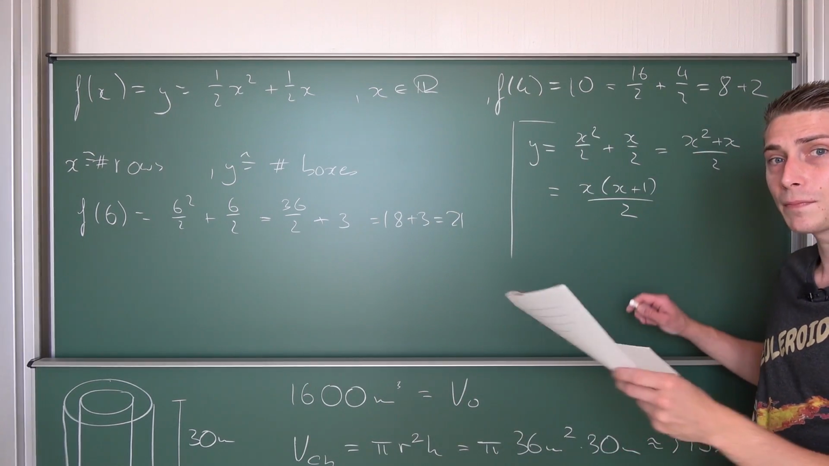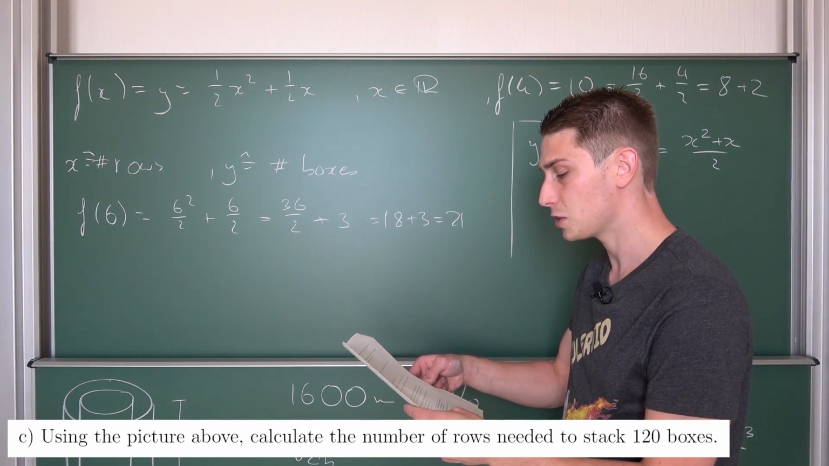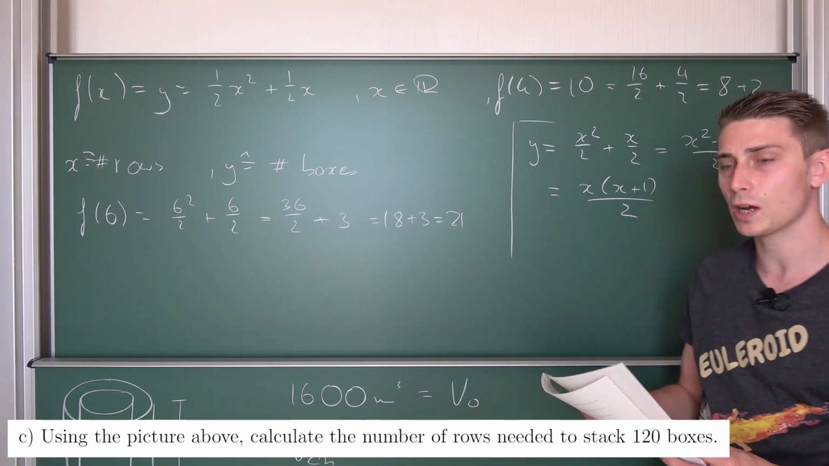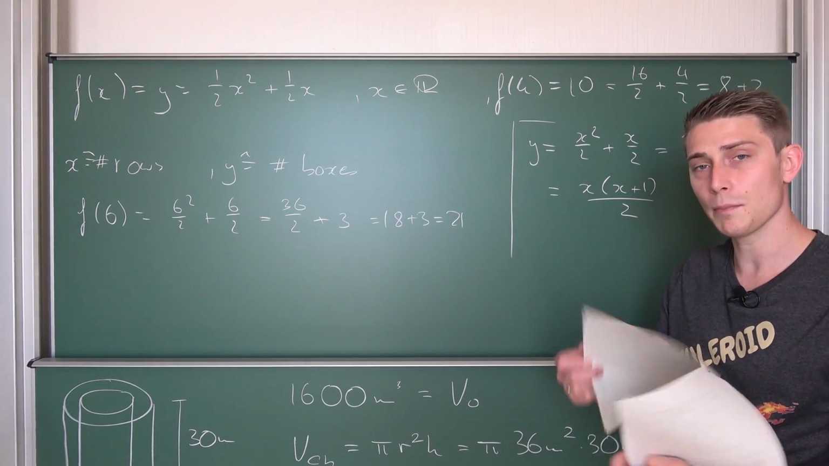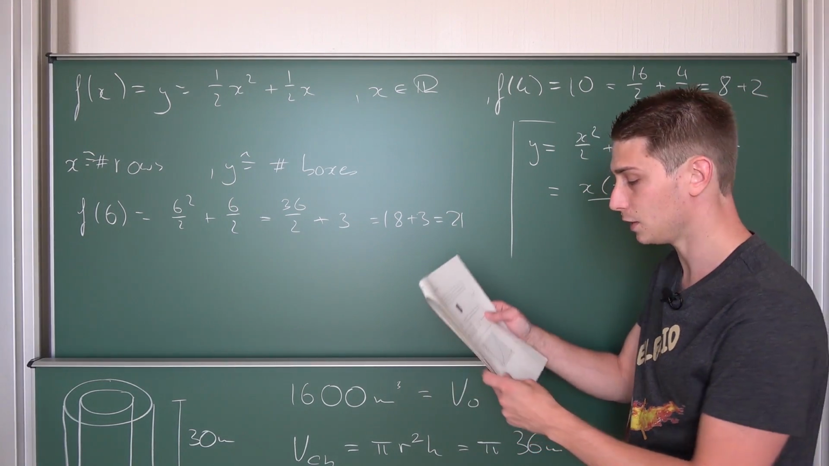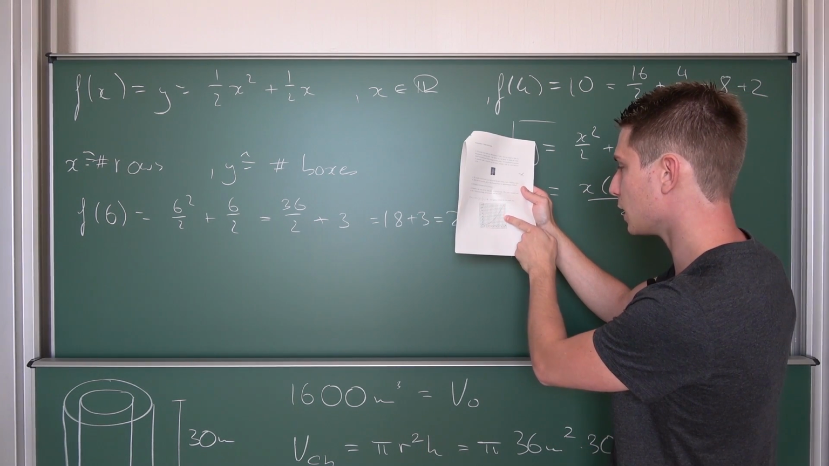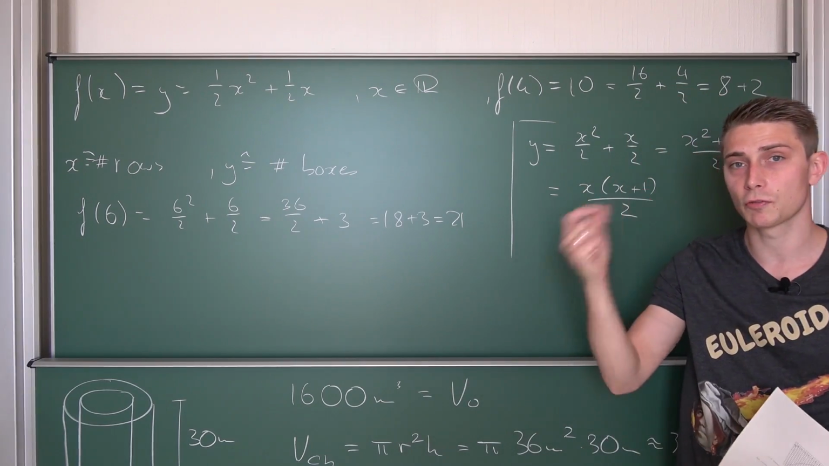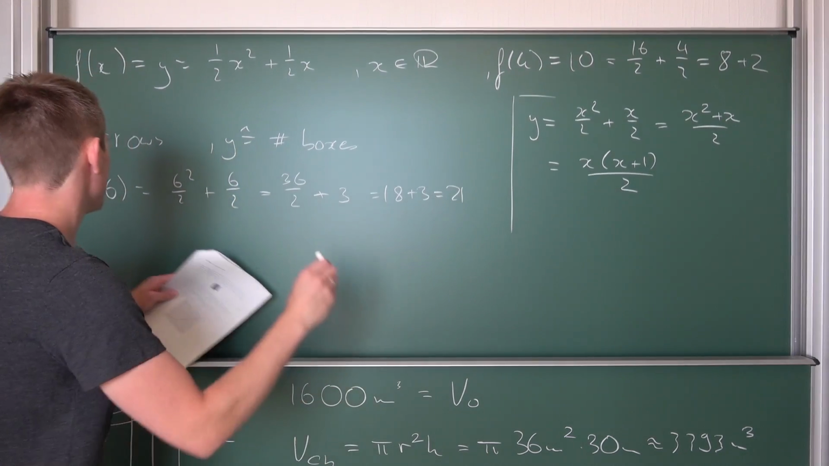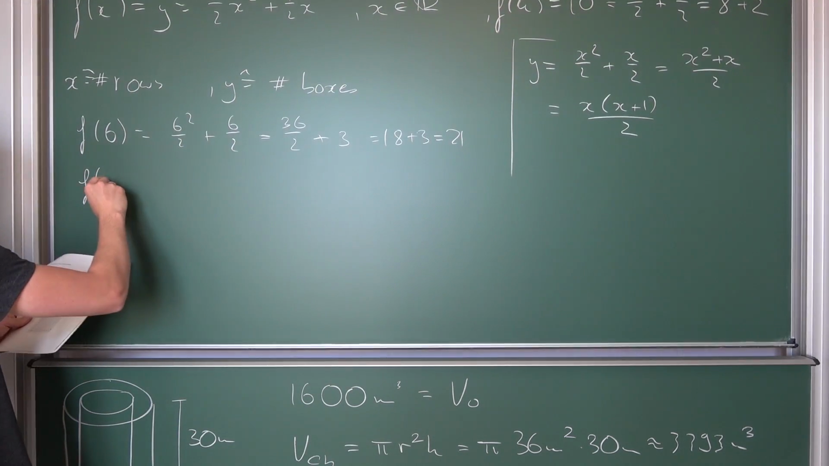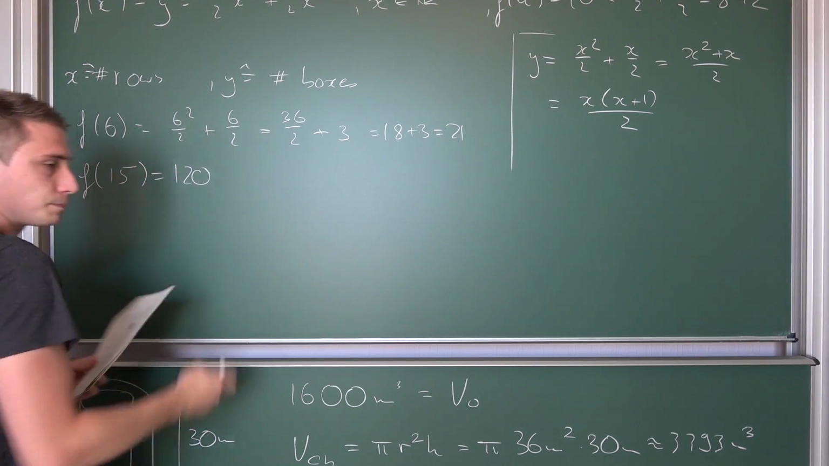So with that out of the way, we are going to make use of the picture above, that's the next exercise, to calculate the number of rows needed to stack 120 boxes. Well, that's pretty easy yet again, because we know what the number of boxes is. It's just our y value. If we take a look at 120, go here, and then go down to the x value, it's going to give us something between 14 and 16, which is 15. So probably f of 15 is going to give us 120.